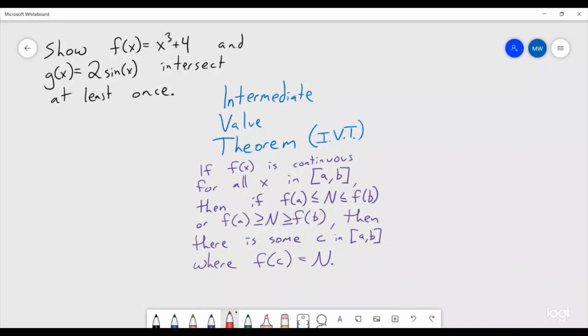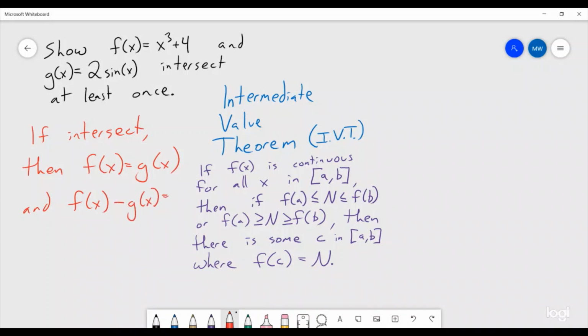The way we could do this is we can think about what does it mean for them to intersect. If they intersect, then we know that f of x is equal to g of x, and f of x minus g of x would be equal to 0. This gives us a hint at something we could do. If f of x minus g of x equals 0, let's let 0 be our n value.